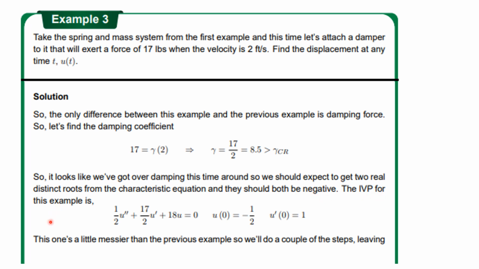So the IVP for this example then is 1/2 u double prime plus 8.5, or 17 over 2, u prime plus 18u is equal to 0, and the same initial conditions. Now this one is messier than the previous example, and we'll do a couple of steps, but I think students should work through all of them and make sure you follow this. It'll be good preparation for high stakes assessment.